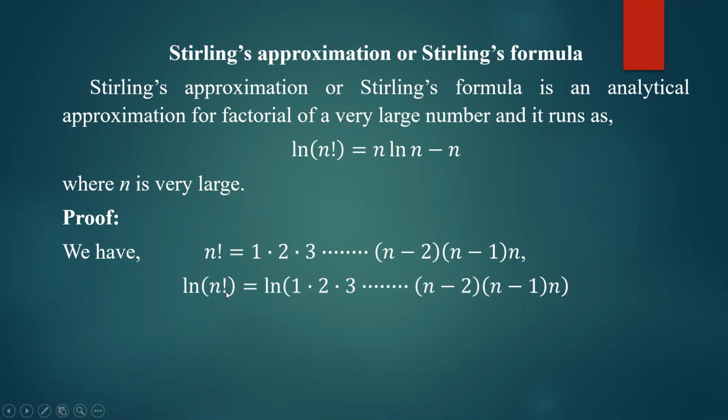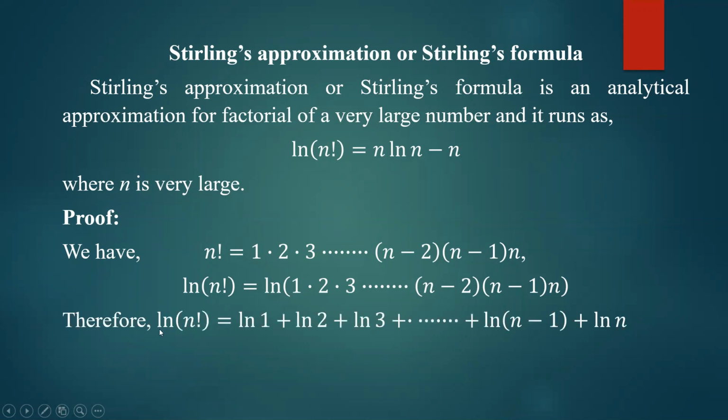So if you take log to the base e on both sides, you will get ln of n factorial equal to ln of 1 into 2 into 3 and so on up to n. What is ln of 1 into 2 into 3? That is given by ln of 1 plus ln of 2 plus ln of 3, like that. According to the logarithmic rule, ln of n factorial will be equal to ln of 1 plus ln of 2 plus ln of 3 and so on up to ln of n. Okay, so ln means log to the base e.